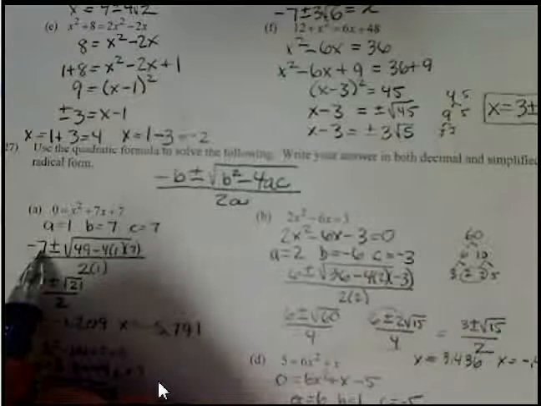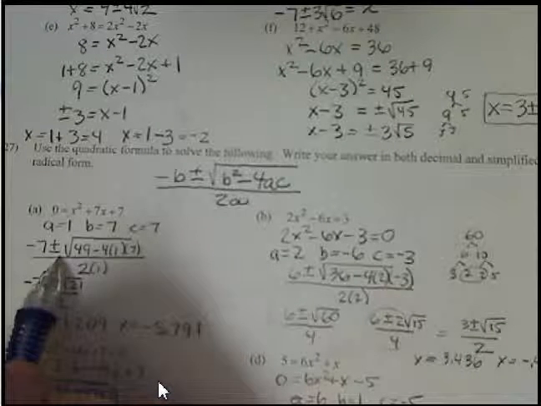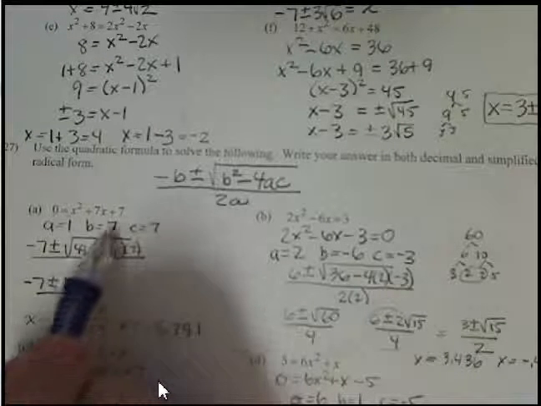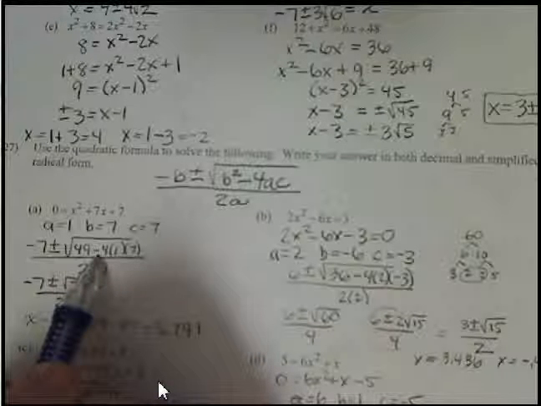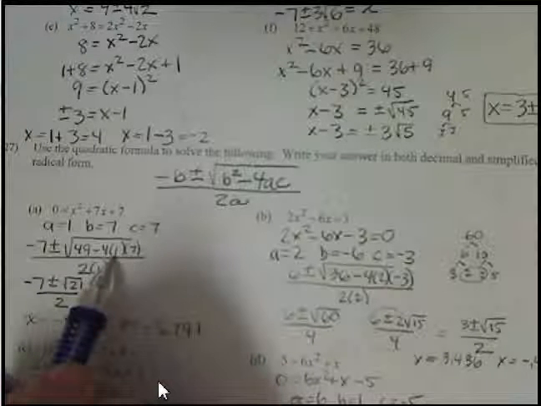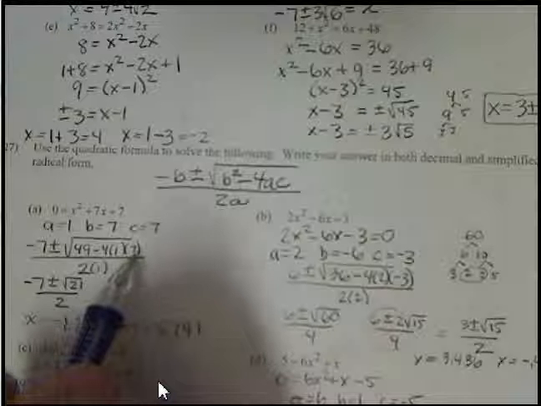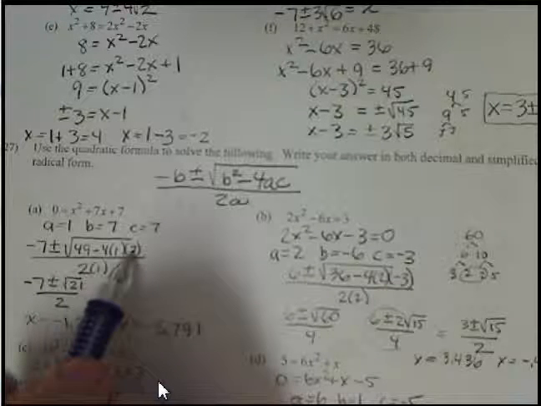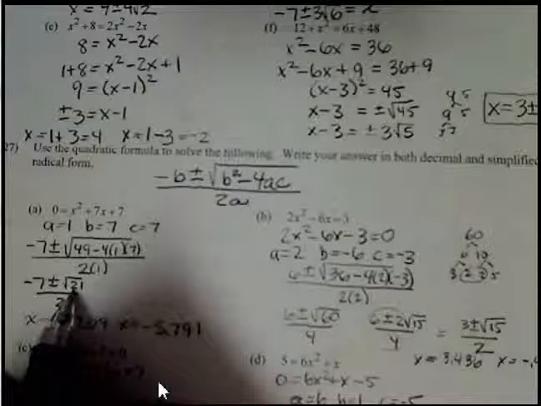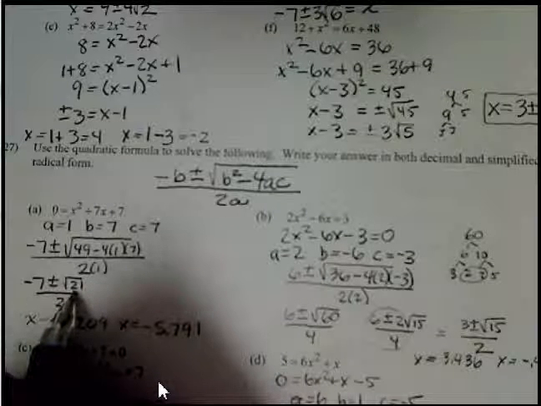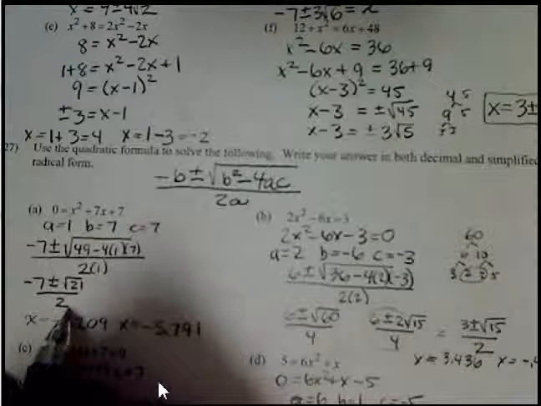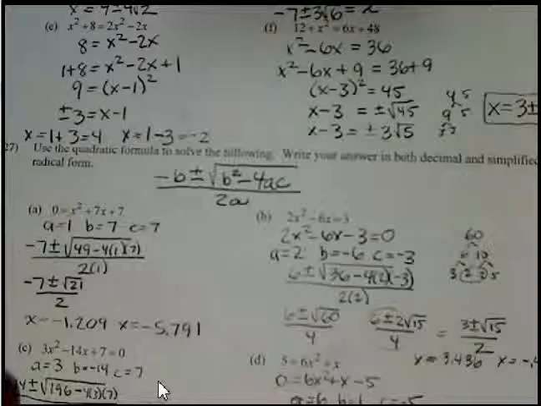So I did negative b plus or minus square root of b squared, that's 49, minus 4 times a, which was 1, times c. We do 49 minus 28, I get 21. So I have negative 7 plus or minus square root of 21, and it's all over 2a, which is over 2. So you need to be able to do this both in radical form and also decimal form.